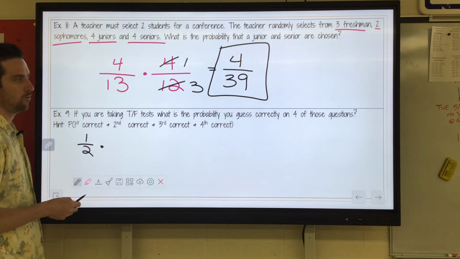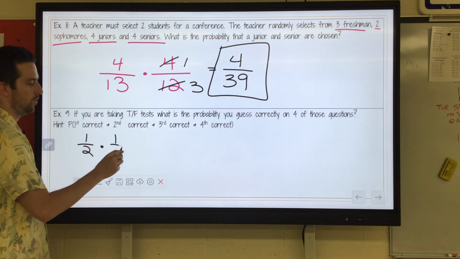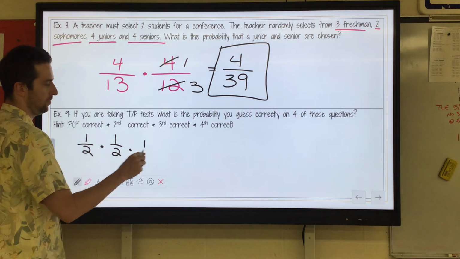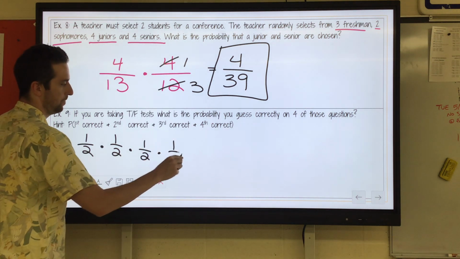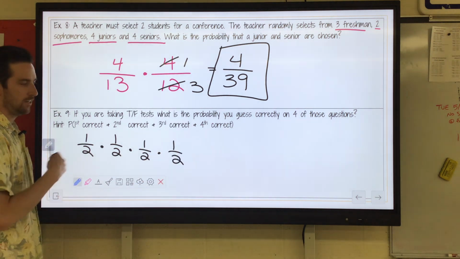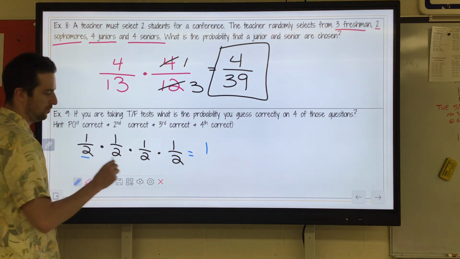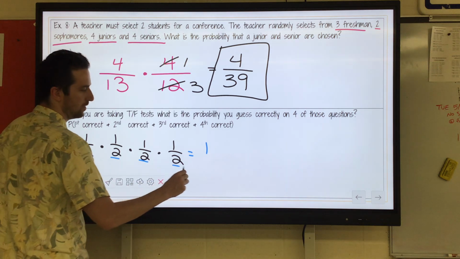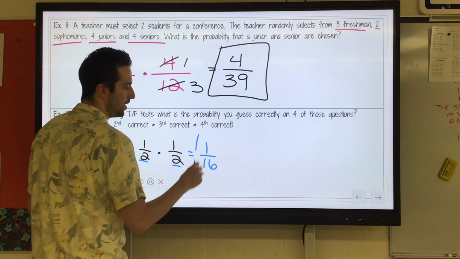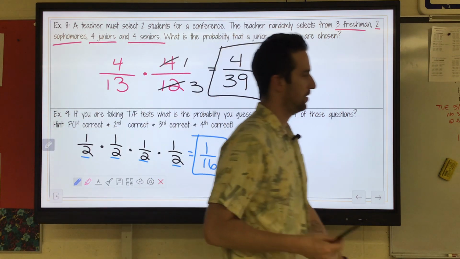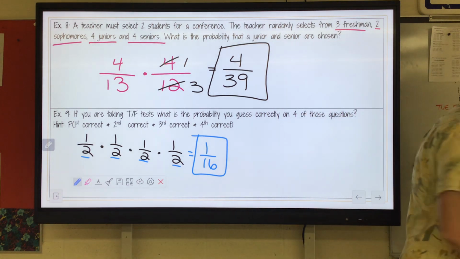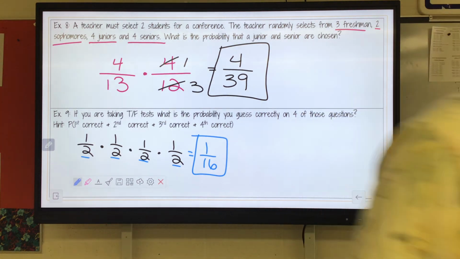We have to do this for 4 questions. So each question we're going to have a 1 out of 2 chance of answering correctly. Here's our 4 questions. You can't simplify anything. Across the top we'll have 1. Across the bottom, 2 times 2 is 4, times 2 is 8, times 2 is 16. So you have a 1 out of 16 chance of guessing all 4 of those true-false questions correctly. Good luck with that.